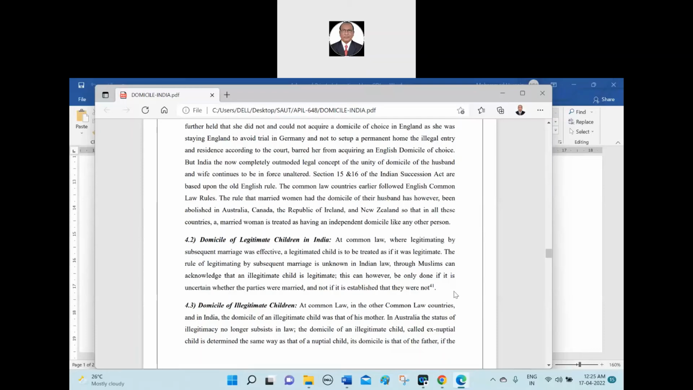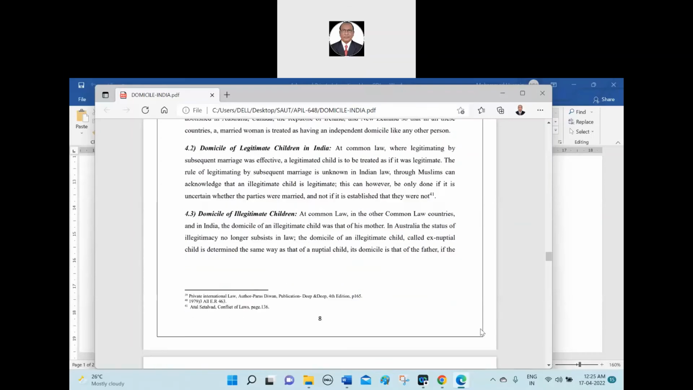Again, the question comes whether the child is born in the tie of wedlock or out of wedlock. If in the tie of wedlock, then we can say it is a legitimate child. Out of wedlock, we can say an illegitimate child. So that is the thing which I want to make clear.